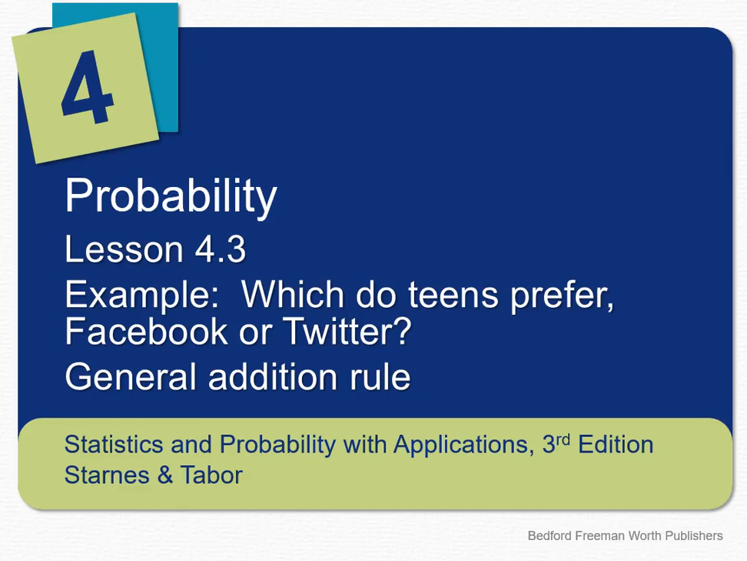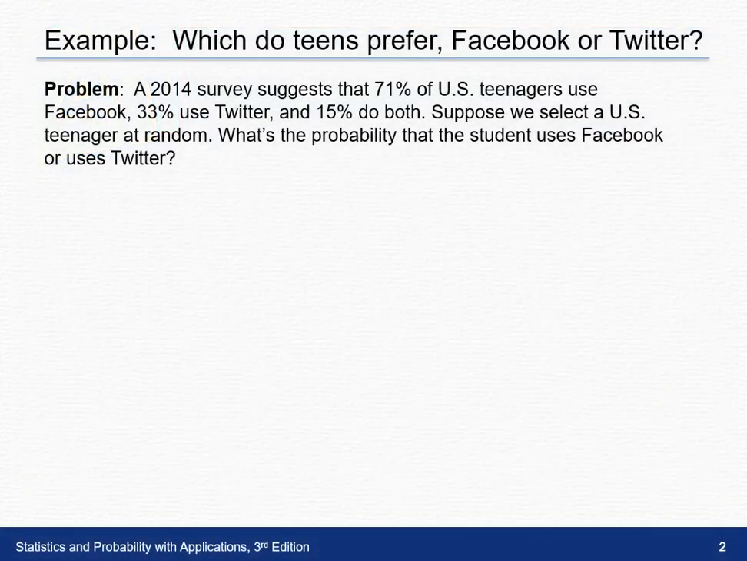In Lesson 4.3, the example, which do teens prefer, Facebook or Twitter, we're going to utilize the general addition rule. In 2014, a survey suggests that 71% of US teenagers use Facebook, 33% use Twitter, and 15% do both. Suppose we select a US teenager at random. What's the probability that the student uses Facebook or Twitter?